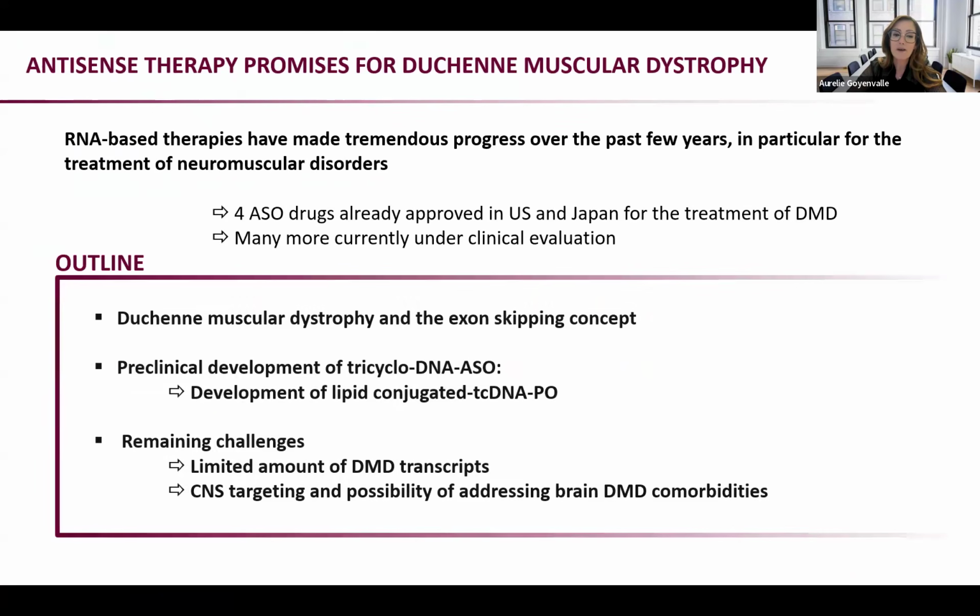So today, I will briefly remind you the concept of exon-skipping therapy for Duchenne muscular dystrophy, and then go through the preclinical development of an alternative chemistry of antisense oligonucleotides, which are the Tricyclo, and in particular development of lipid-conjugated Tricyclo compounds. Then go through some of the remaining challenges, in particular the limited amount of DMD transcripts, which is a limitation in this strategy, and also the CNS targeting and the possibility of addressing brain comorbidities.